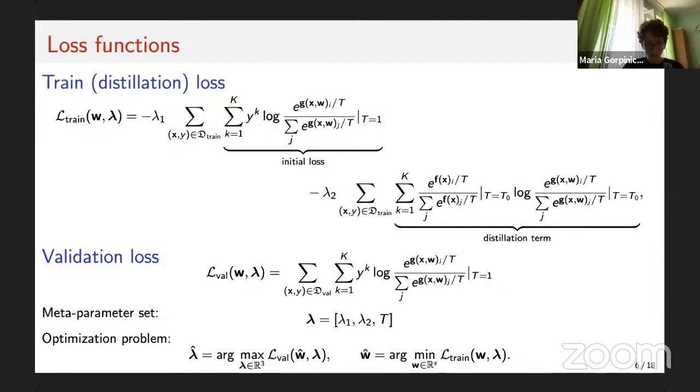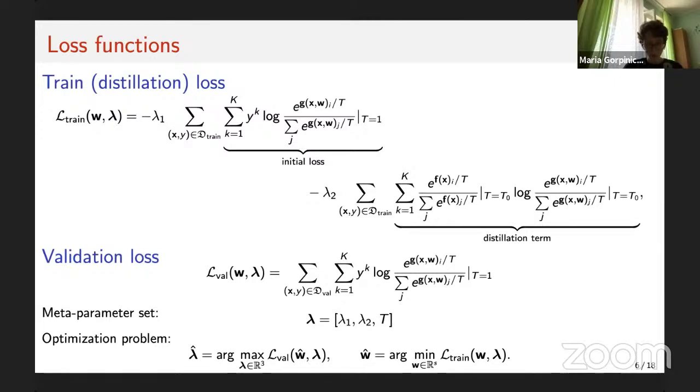The following loss functions are used. The train loss is a sum of the likelihood of the initial dataset and that of the distillation dataset. The first term is multiplied by the lambda1 factor, and the second by the lambda2 factor. A temperature factor is also used, which has the following properties. When it tends to 0, we obtain a vector that has one class with unit probability. When it tends to infinity, we obtain classes with equal probabilities. We also use the validation loss, which is the initial loss term. Define the metaparameter set as a vector lambda. The first two components are the factors lambda1 and lambda2. The third component is the temperature.